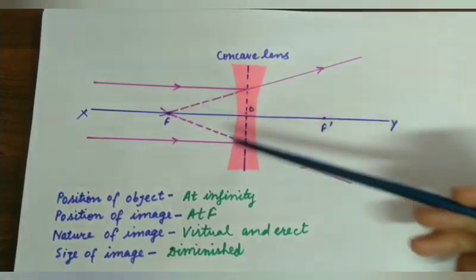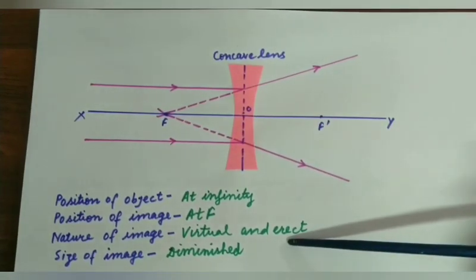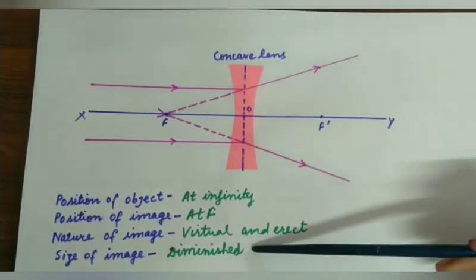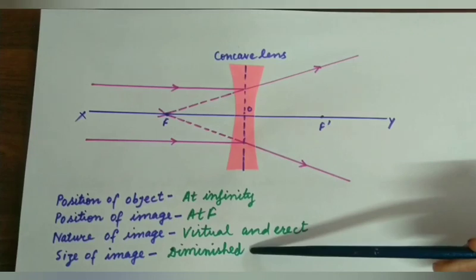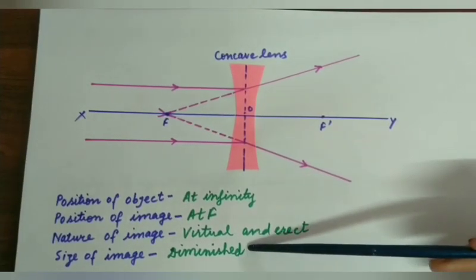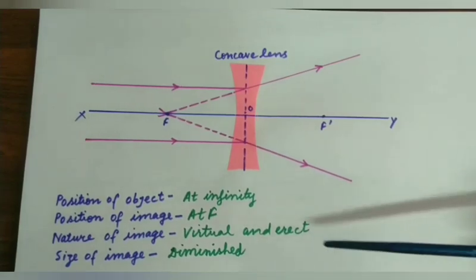Nature of the image, it will be virtual and erect. Size of the image, it will be very small. If we compare the size of the object and the image, then we can say that the size of the image will be very small.